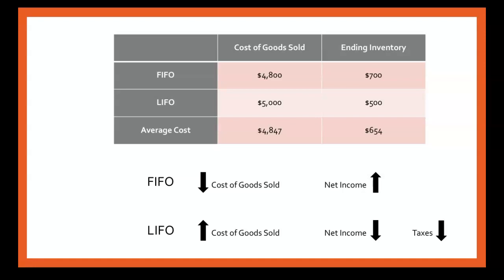It's all about the taxes, right? So if you have a lower net income, you have lower taxes. So a company might be interested in using LIFO for that reason.